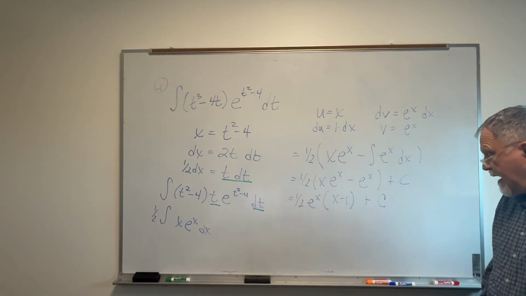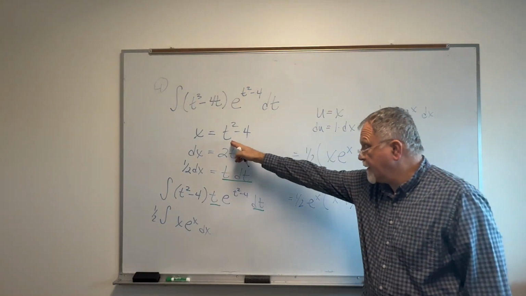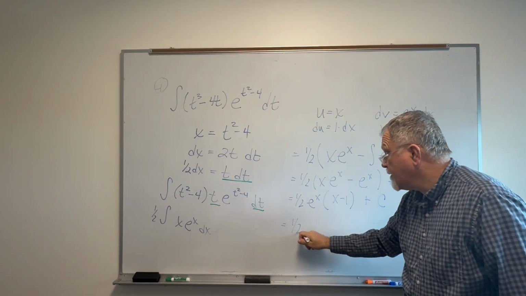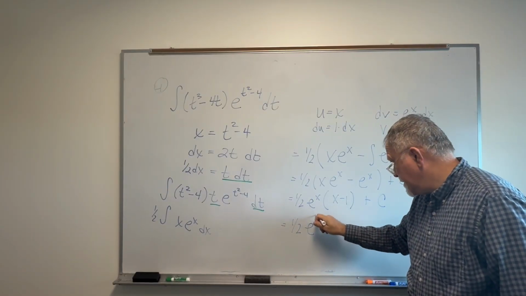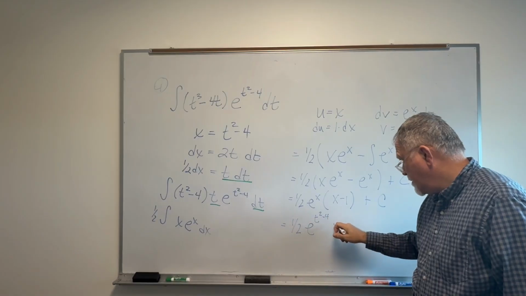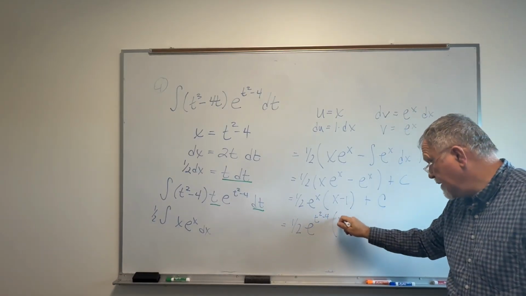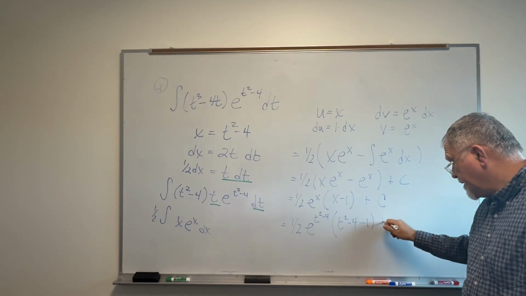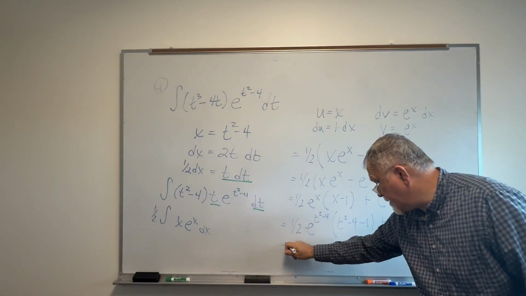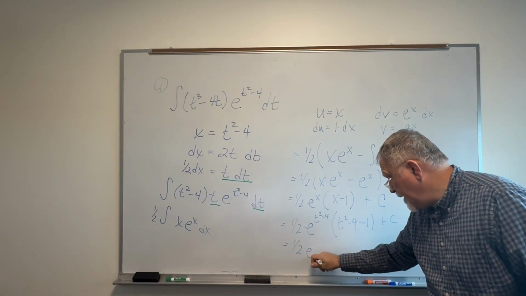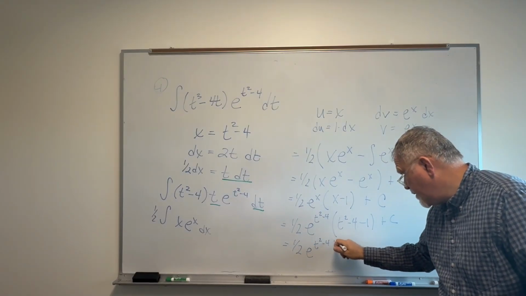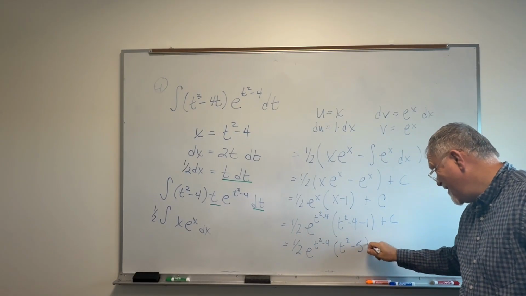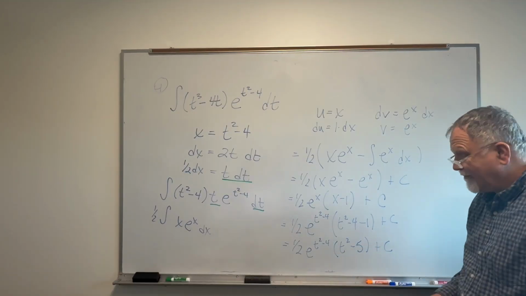All right, well, what was x equal to? Well, x is equal to this. Let me go ahead and put that in. So it equals 1/2 times e to the t squared minus 4 times the quantity t squared minus 4 minus 1 plus the constant. Or in other words, 1/2 e to the t squared minus 4 times t squared minus 5 plus a constant.